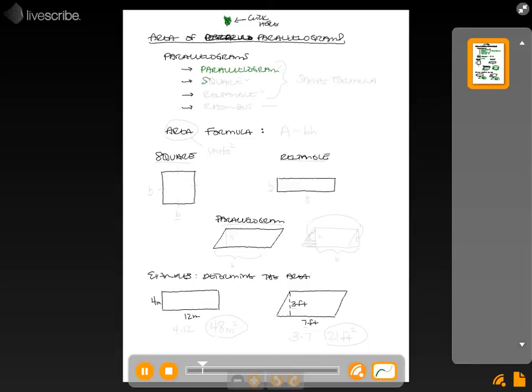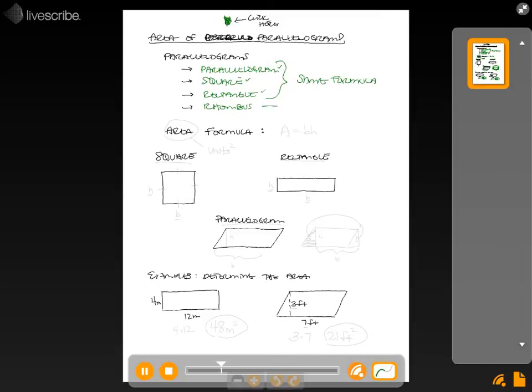Second one, we could have a square. Third, we could have a rectangle. And finally, we could have a rhombus. Now, of these four shapes, for the area formula that we're going to be talking about, what's nice is that the top three, the parallelogram, the square, and the rectangle, all have the same formula for the area. The rhombus is a little different, and we'll get to that a little later.